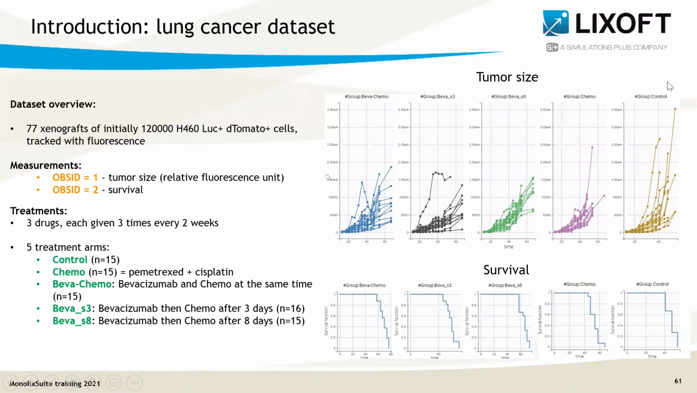The control group corresponding to this group here has received no treatment. The chemo group corresponding to this one has received pemetrexed and cisplatin. So this is chemotherapy, standard chemotherapy. And then the 3 other groups have received bevacizumab in addition to chemotherapy. But in one of the groups, this administration is concomitant. In the other group, the bevacizumab was given 3 days before chemotherapy. And in the last group, bevacizumab was given 8 days before.